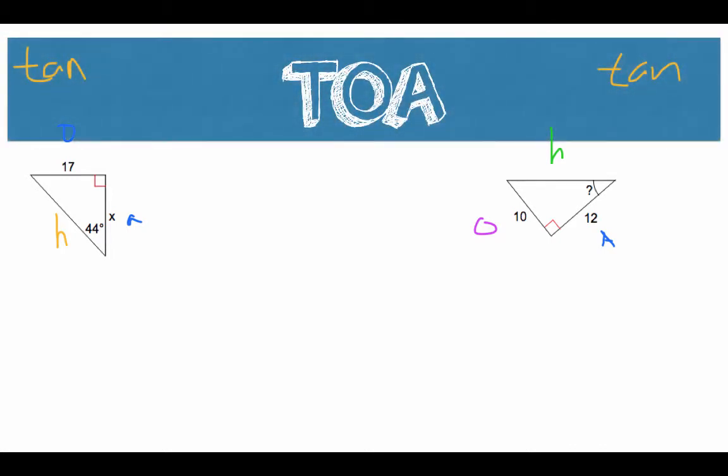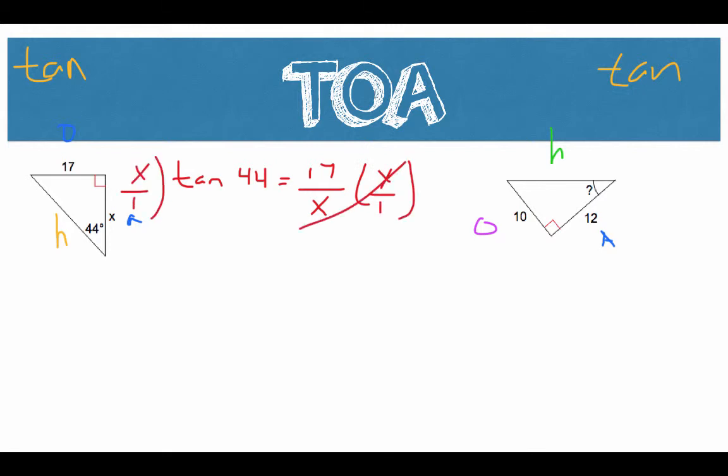So that's our TOA, right? Our opposite over our adjacent. So what I have to do on this one on the left is I know that tangent of 44 degrees equals 17 over x. Once I figure that out, again, I'm going to follow that x over -1, that's going to cross out. What I do to one side, I have to do to both sides. Left with x tangent 44 equals 17.